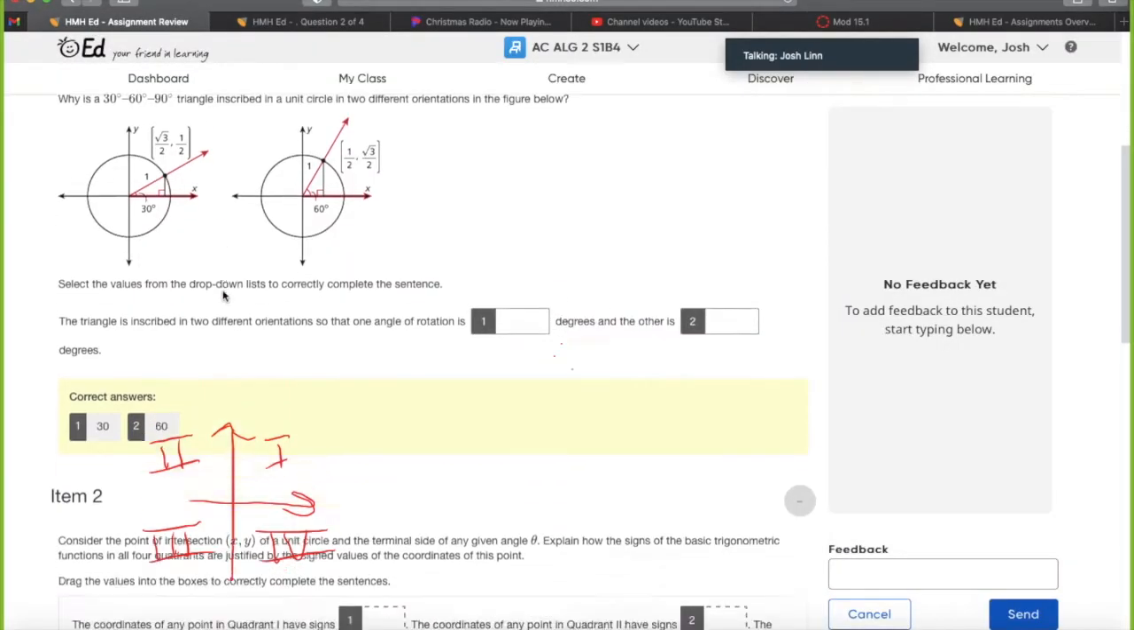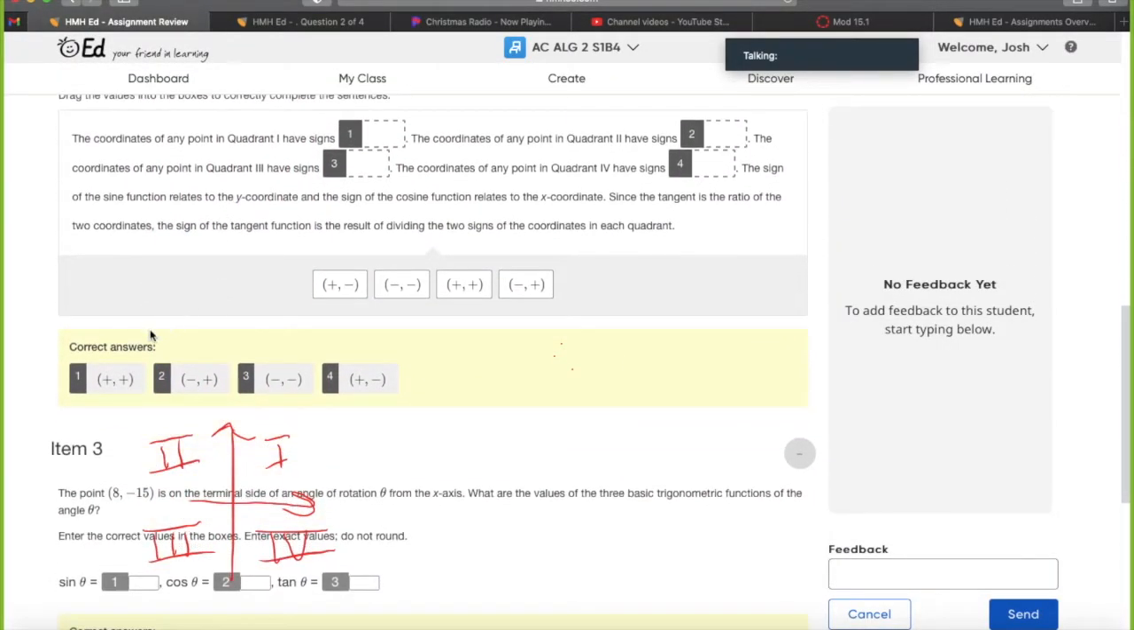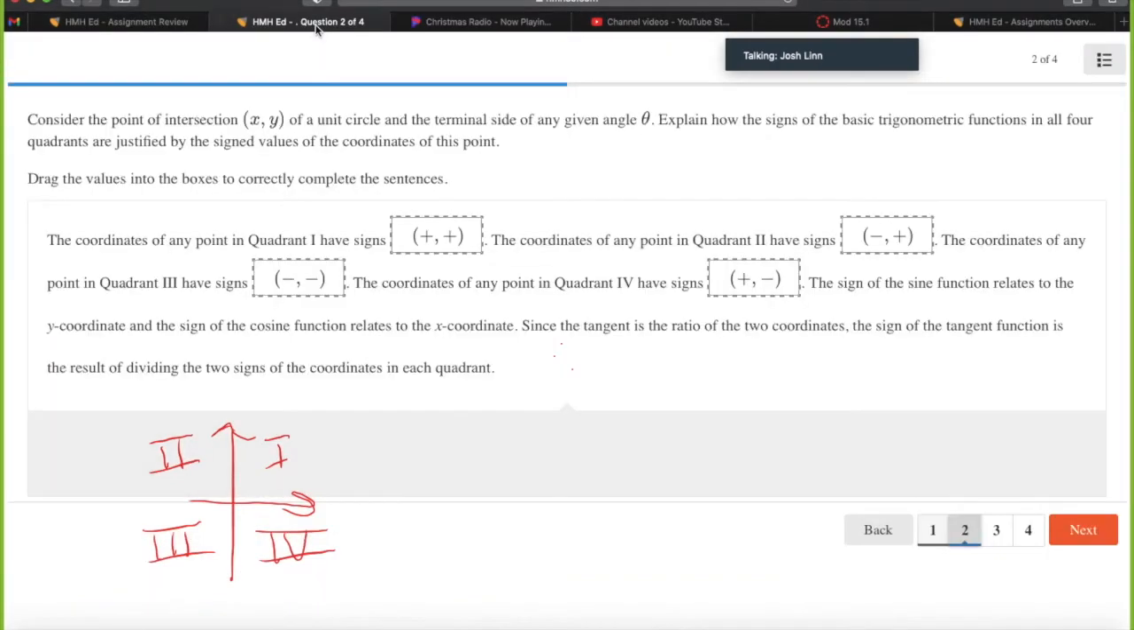Check our answer. Positive, positive, negative, positive, negative, negative, positive, negative. Which is what we have.